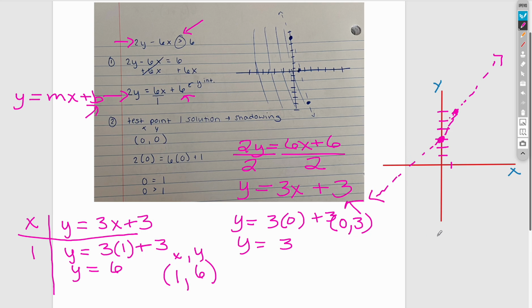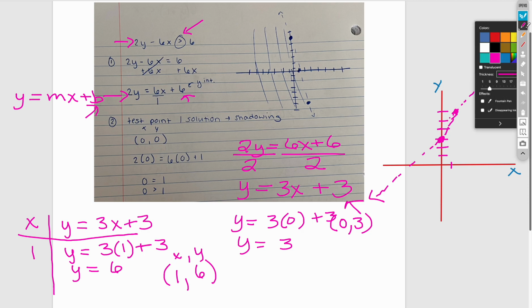Now what I need to do is test out a point on either side of this dotted line. So I'm going to pick the easiest one. Let me go ahead and mark it in blue. I can pick any point I want, but I'm just going to pick this one. Why? Because it's easy. And that is the point 0, 0.